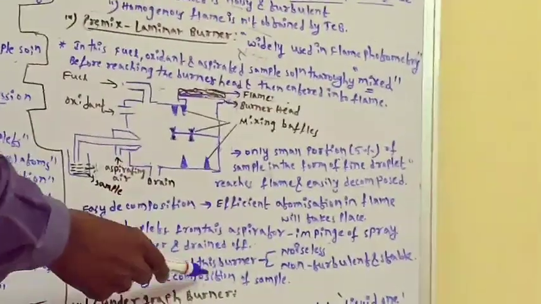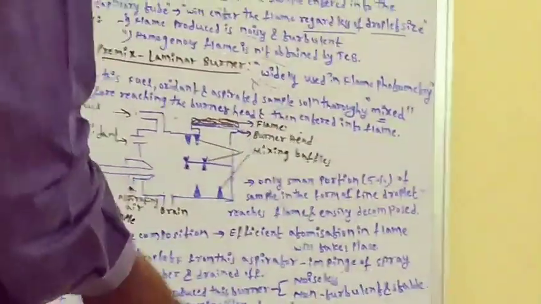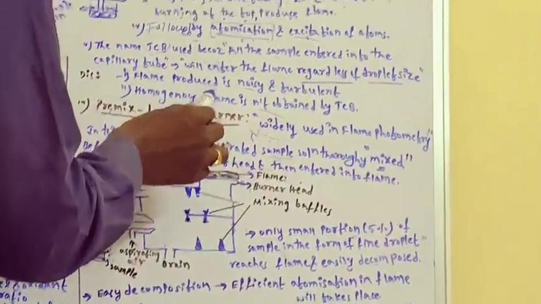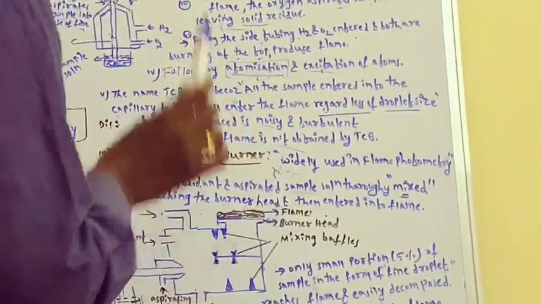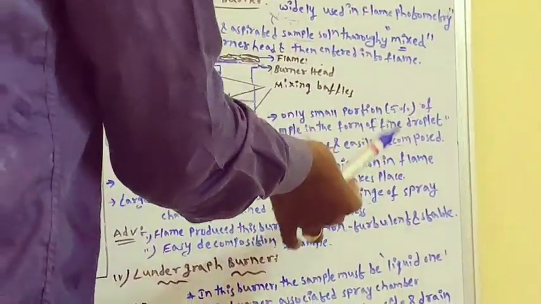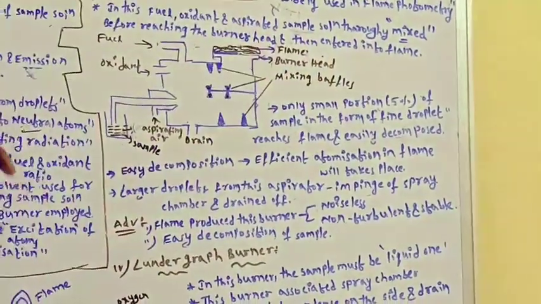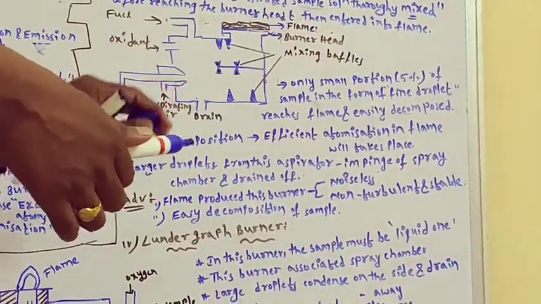The second advantage is easy decomposition. If you see in total consumption, the flame produced is noisy and turbulent. That's why it is not used regularly. Here the flame produced by premix is noiseless, non-turbulent and stable. This is about premix laminar burner.